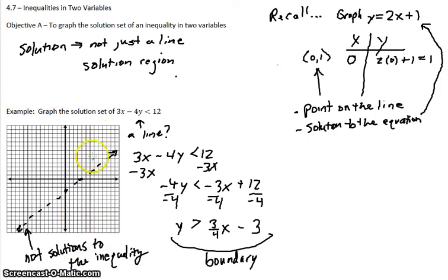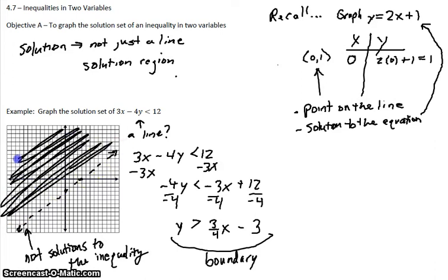So we have a problem. We just graphed something and none of the points on this dotted line work. So how do we find points that do work? Well, we're comparing things to this line and we're saying that everything above this line is going to work. So all we have to do is shade above this line. And everything we pick above this line will work.